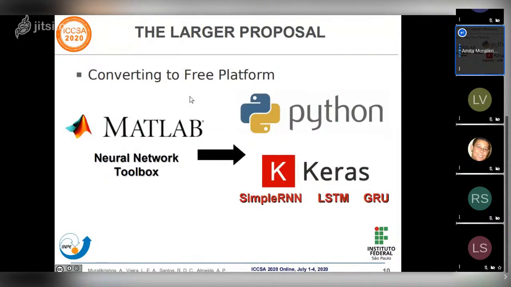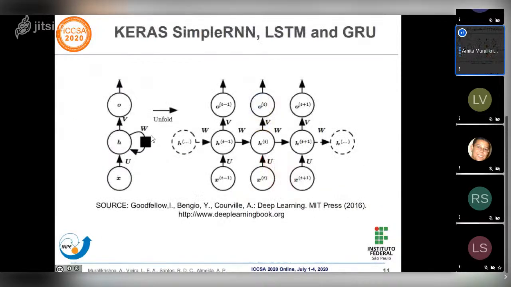So originally we have a workflow written in MATLAB, and we translated it to Python and used in this case Keras. The original workflow used a recurrent neural network from the MATLAB Neural Networks toolbox. So we also opted to start the first experiments with Keras recurrent neural networks. For that, we chose the Keras library and the SimpleRNN, the LSTM, and the GRU to start the experiments.